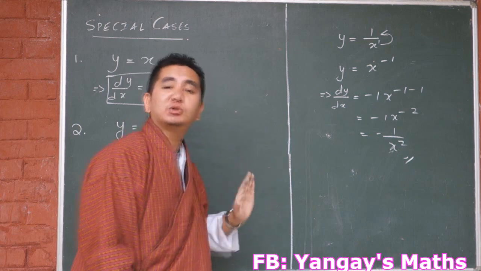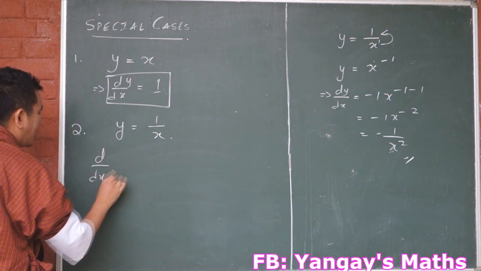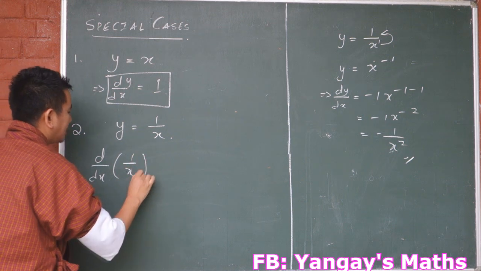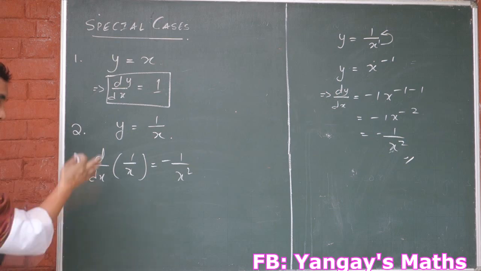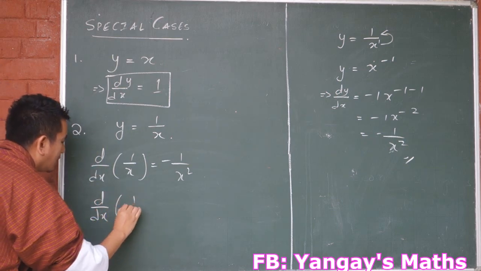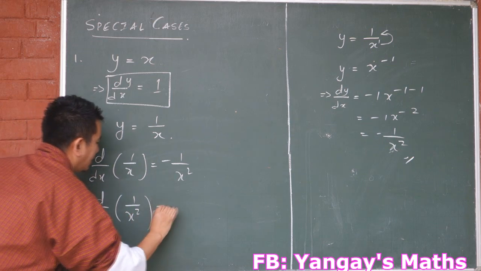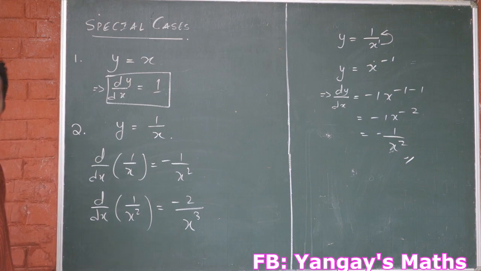Usually I will use the special cases. So what I can do here is, differentiation of 1 by x is equivalent to negative 1 by x squared. Okay? Please try to get the pattern. Differentiation of 1 by x squared is equivalent to negative 2 divided by x cubed.